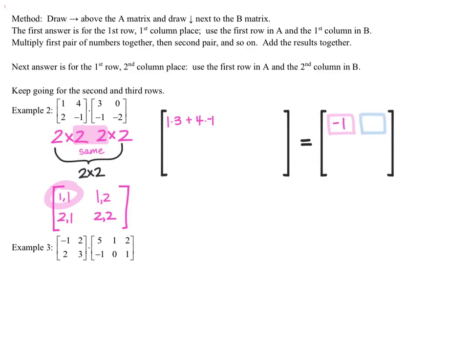For element 1,2, we're going to multiply the first row by the second column. So first number times first number plus second number times second number, which gives us negative 8. For element 2,1, we're going to multiply the second row by the first column. So first number times first number plus second number times second number, which gives us 7. And for element 2,2, we're going to multiply the second row by the second column. So first number times first number plus second number times second number, which gives us positive 2.